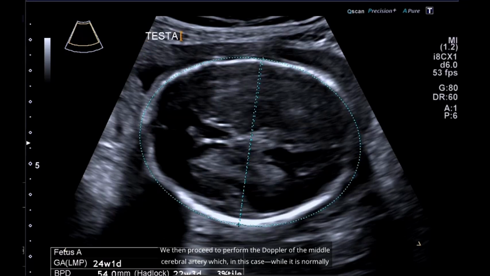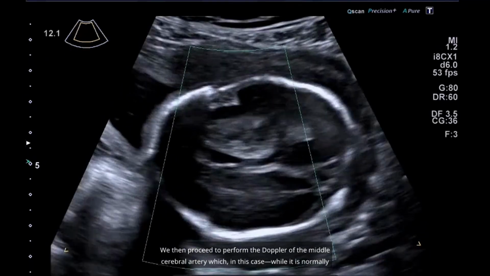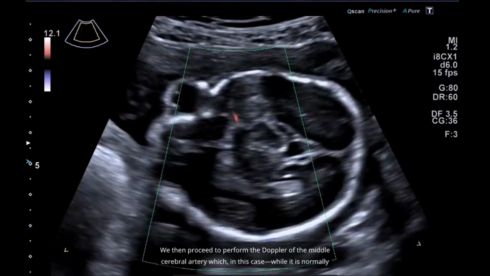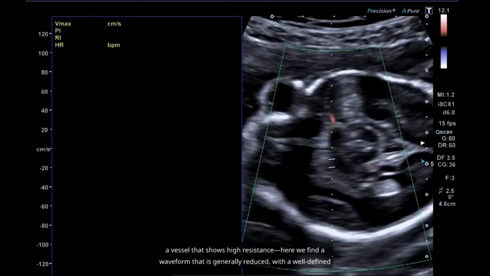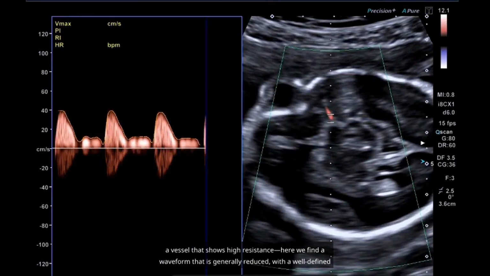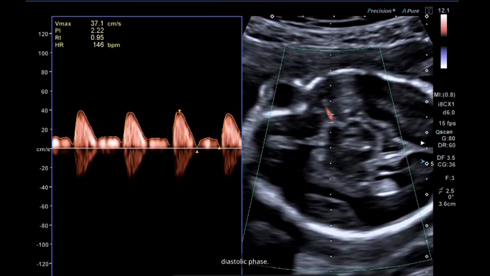We then proceed to perform the Doppler of the middle cerebral artery, which in this case, while it is normally a vessel that shows high resistance, here we find a waveform that is generally reduced with a well-defined diastolic phase.